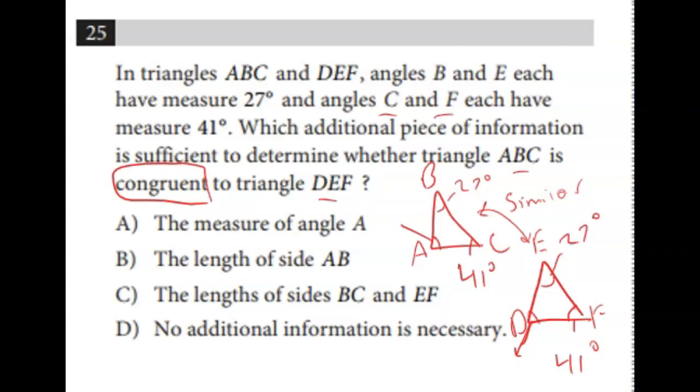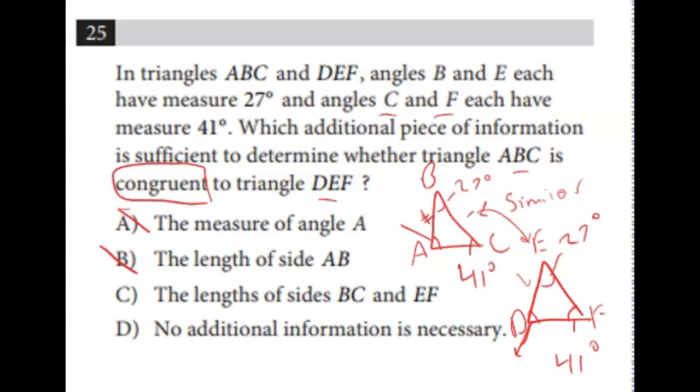So the measure of angle A, no, we actually have that, and I don't see how it would help me figure out what the lengths of the triangle are. The length of side AB, well, if I only have one of their lengths, can't really do much with that. Can't use it to find the other triangle's lengths. So no, it's not a right triangle either. So SOHCAHTOA is out of the question. And so the lengths of sides BC and EF.